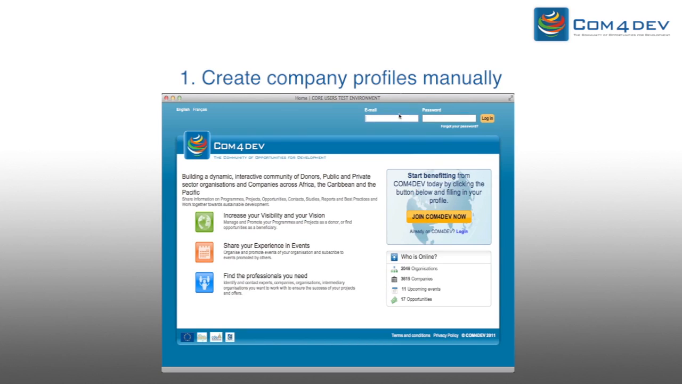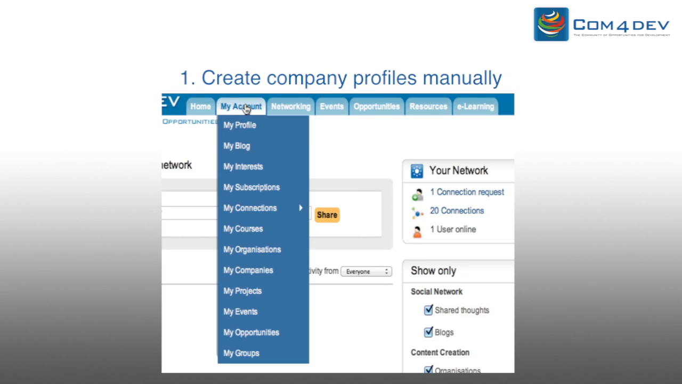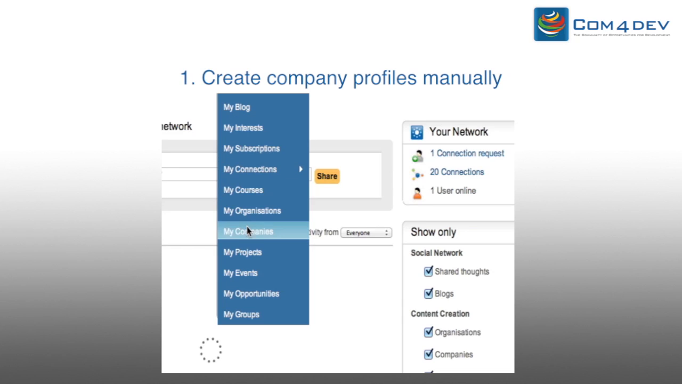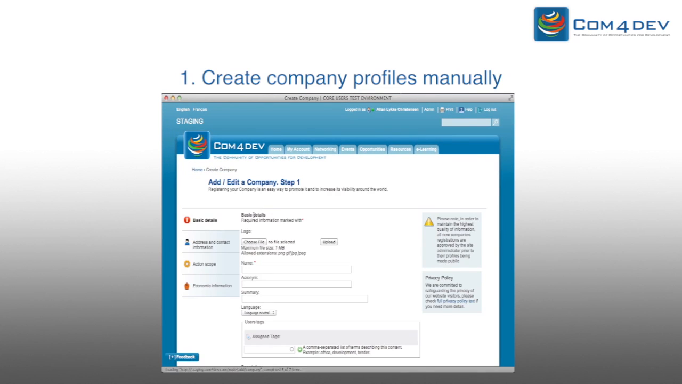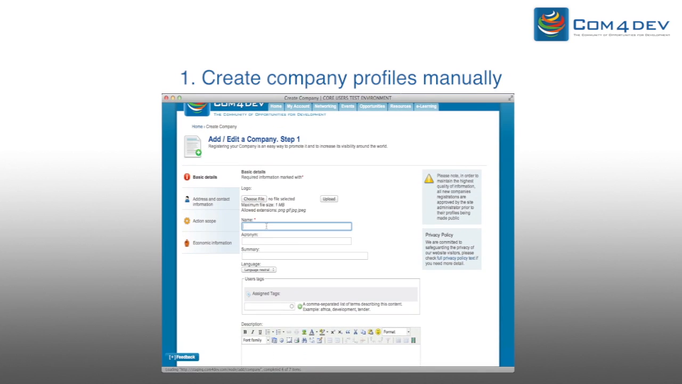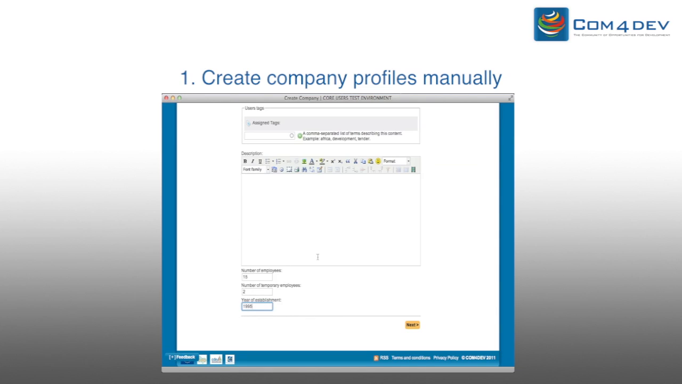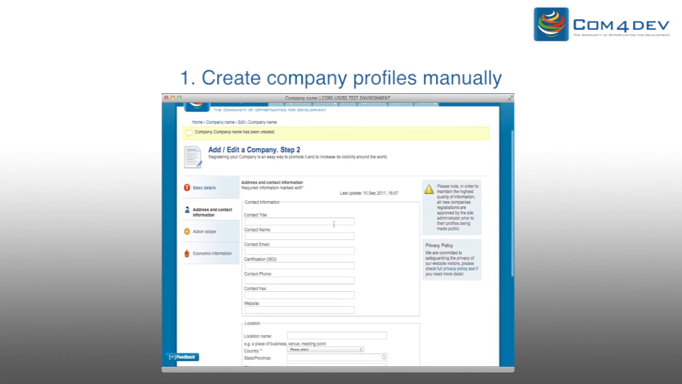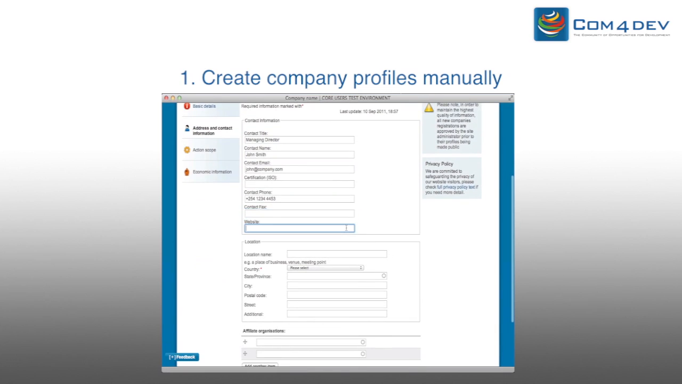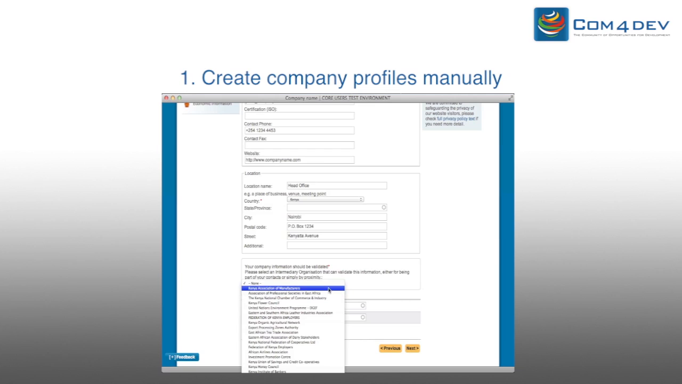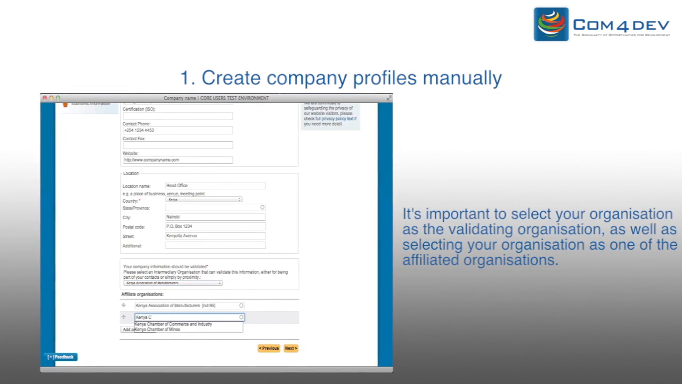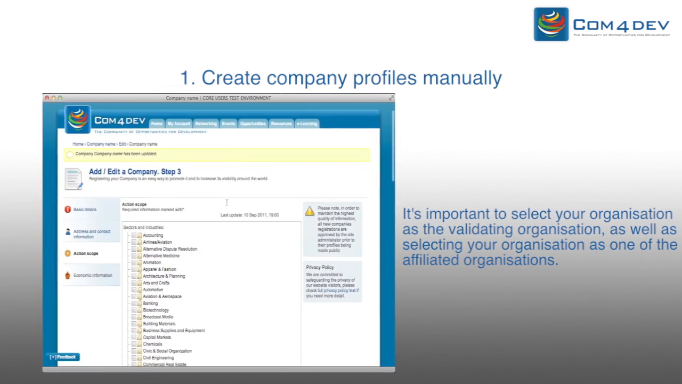Registering your member companies manually is straightforward. You go to My Companies under My Account. Here you click Register It, followed by entering the details of the member company. It's important to select your organization as the validating organization, as well as selecting your organization as one of the affiliated organizations.